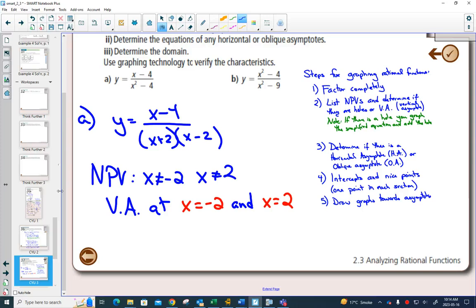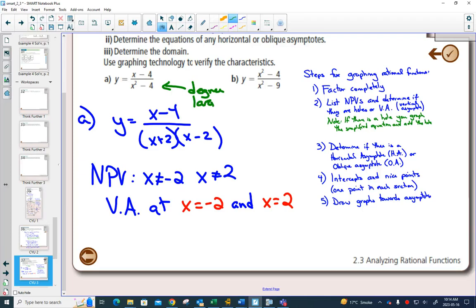So again, what we're doing for all of our examples in 2.3 is we're graphing them completely. That way you see all of the characteristics right from the beginning. Next, we have to determine if there are horizontal asymptotes or oblique asymptotes. What situation do we have here?